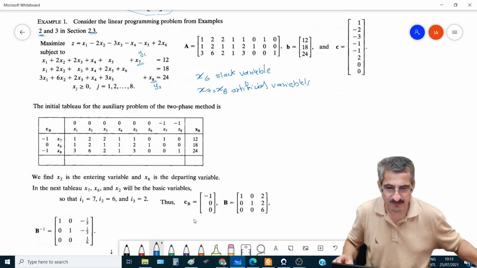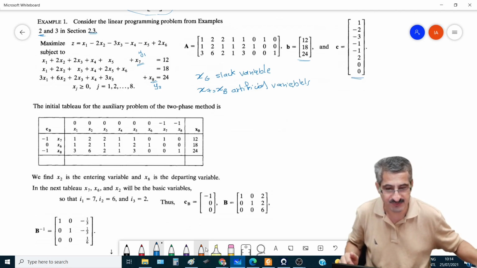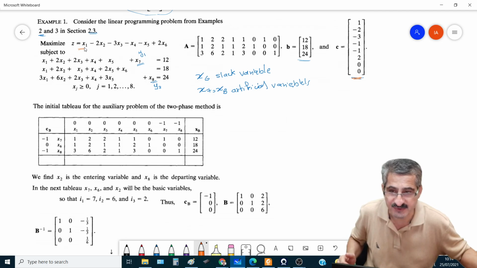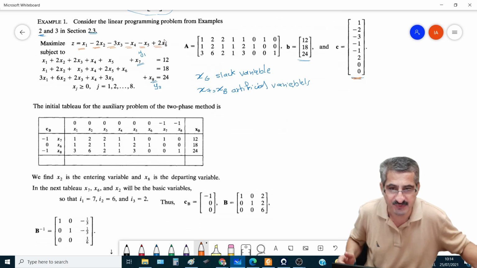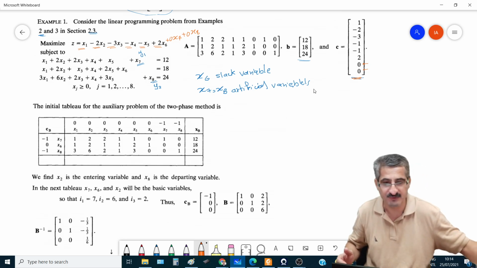Now we see the matrix A. We know how we get it out of the system, and the resources vector B and the cost vector C. Remember where the cost vector C comes from. It is the coefficients of the x's in the objective function Z. So it is 1, minus 2, minus 3, minus 1, minus 1, plus 2, and we may add plus 0x7 plus 0x8. That's why we have a 0 here and a 0 here. Remember all that? Good.